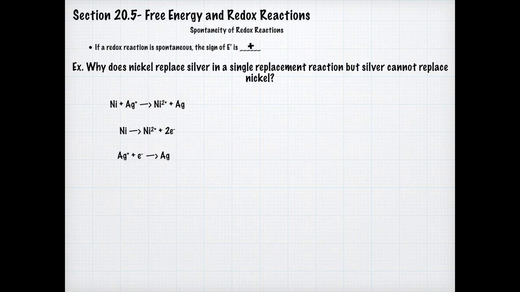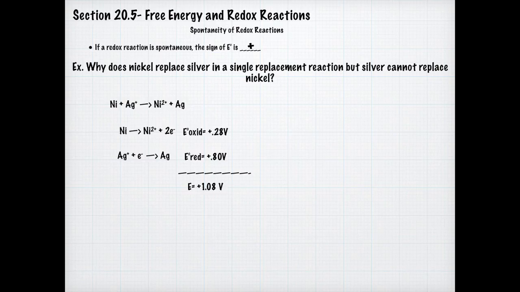Now I can actually calculate the cell potential for this reaction by looking up the reduction potential of nickel. And remember, since this is an oxidation reaction, I'm actually going to flip that value, so I'm going to just make it a negative. So when I look it up, I get negative 0.28 volts for the reduction potential of nickel, and so the oxidation will be positive 0.28 volts. And then I look up the reduction potential for silver, and I get positive 0.80 volts. And so when I add them together to get my cell potential, I get positive 1.08 volts.